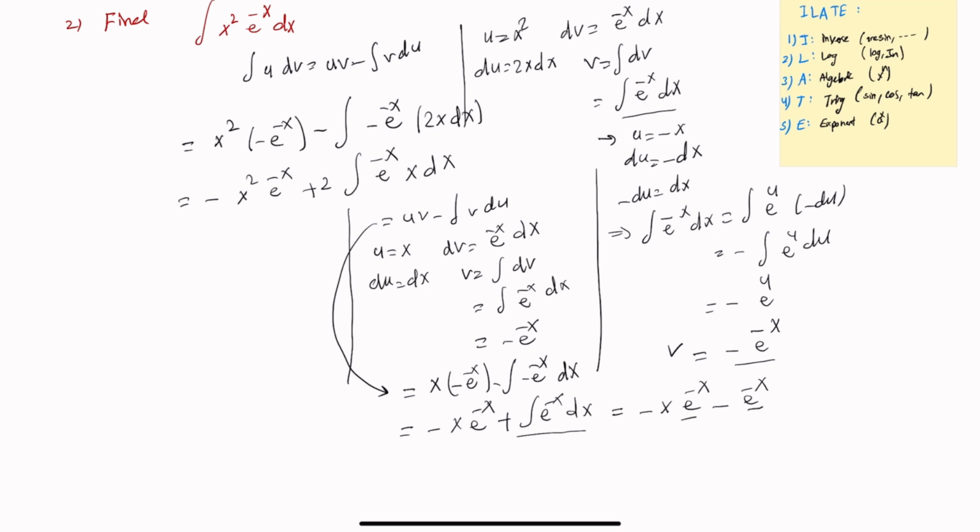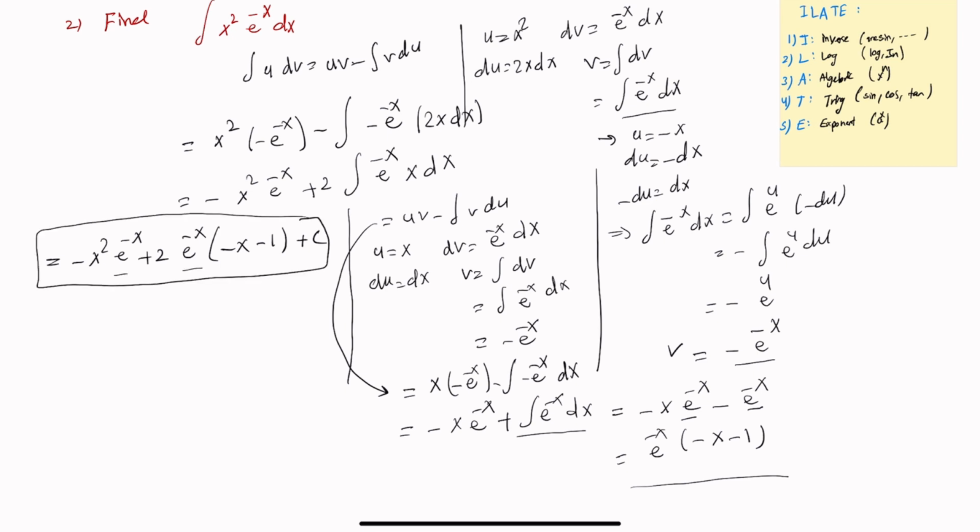Note in here we have this common term, so I'm gonna factor it. We have e to the minus x of minus x minus 1. So note in here, what we just found here is equal to here. So this is going to be equal to minus x squared e to the minus x, then plus 2 of this whole term in here, e to the minus x of minus x minus 1, and then we don't forget the c.